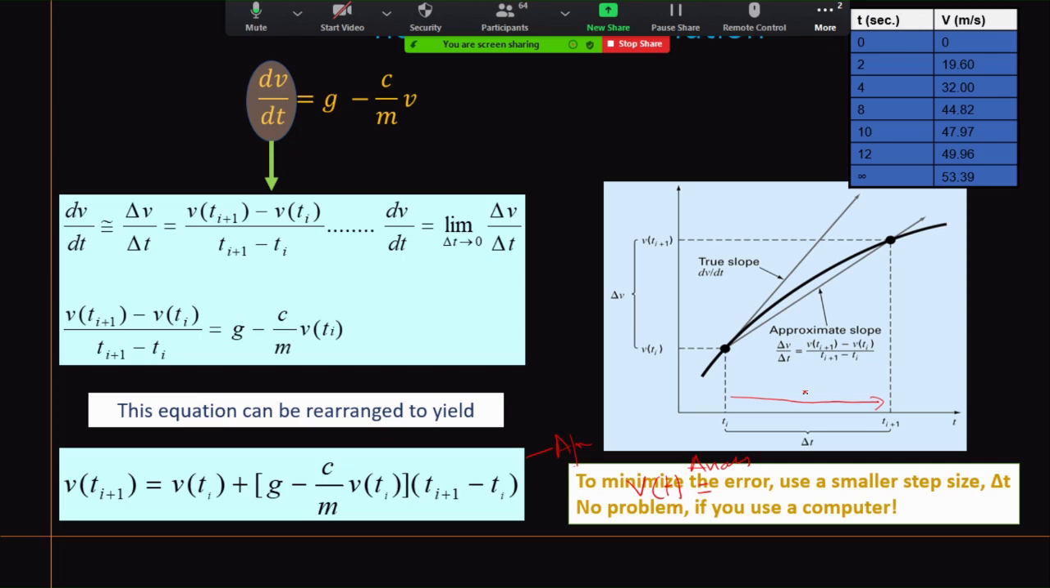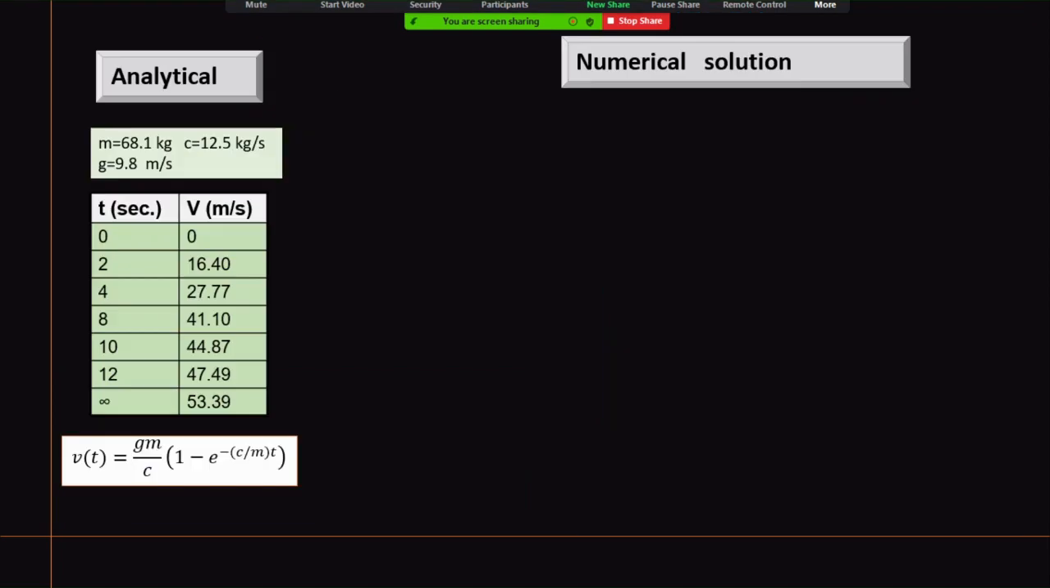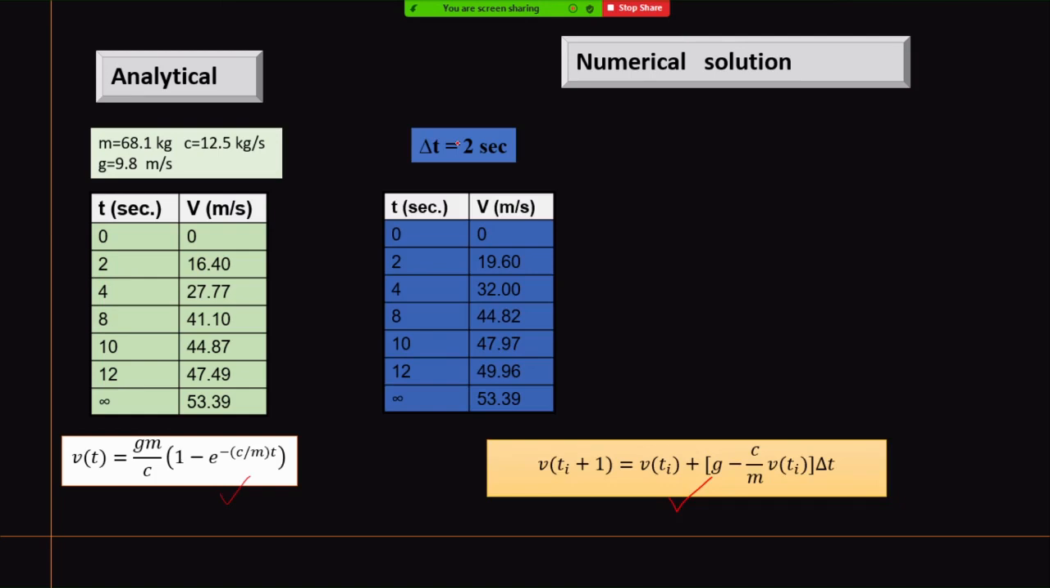So this is the analytical solution. This is the numerical solution. This is the equation for the analytical, this is the equation for the numerical. Now we will compare the results. We will keep delta t at 2 seconds. Here is the result at 2 seconds. I got 16.4 here, and here I got 19.6.